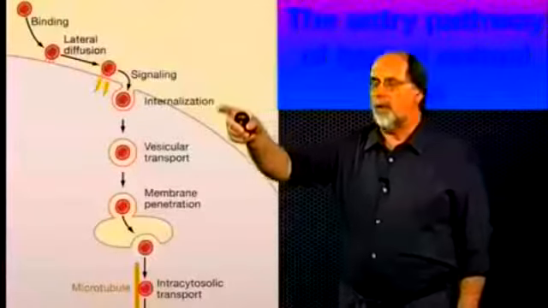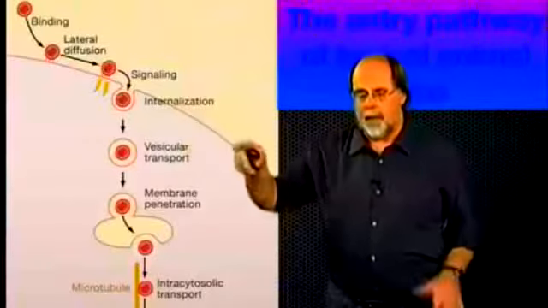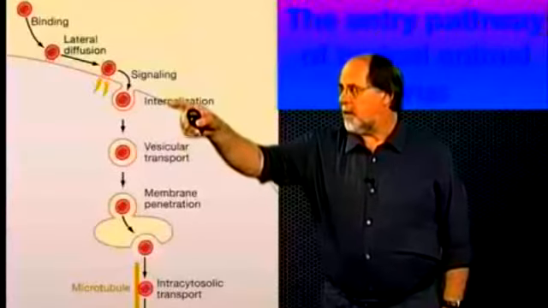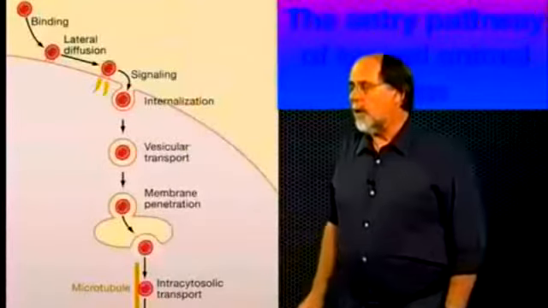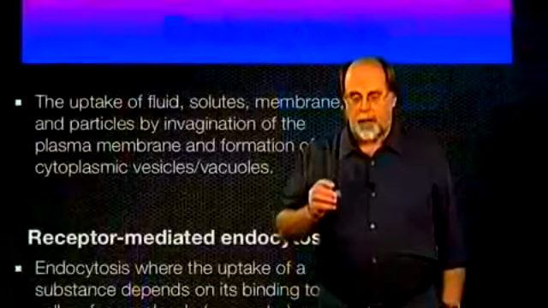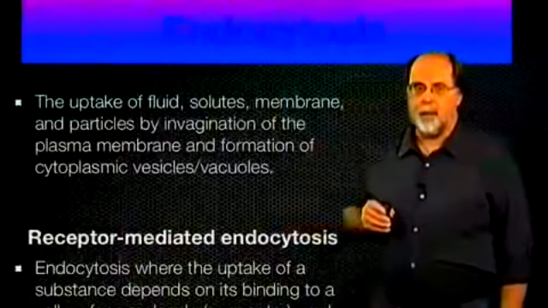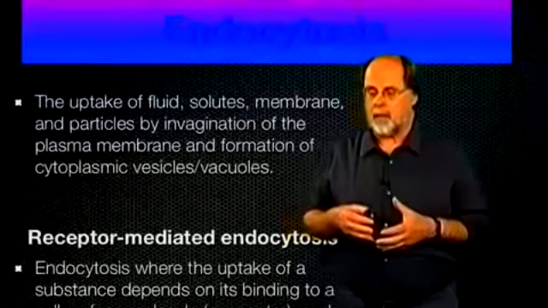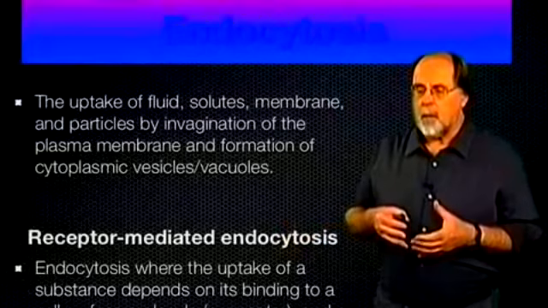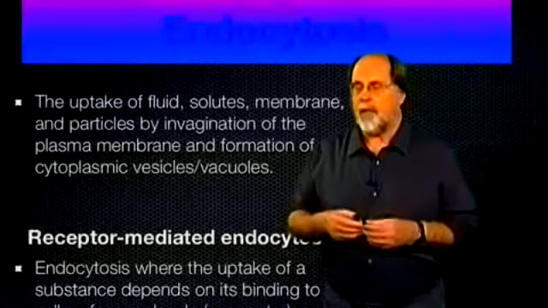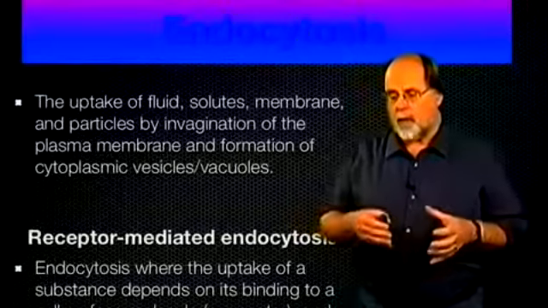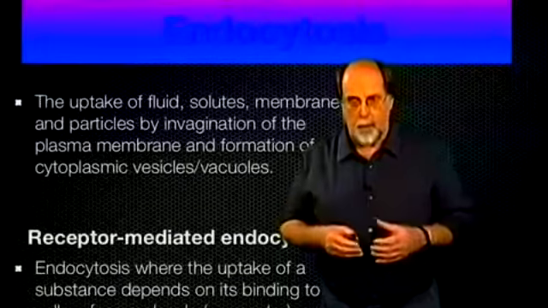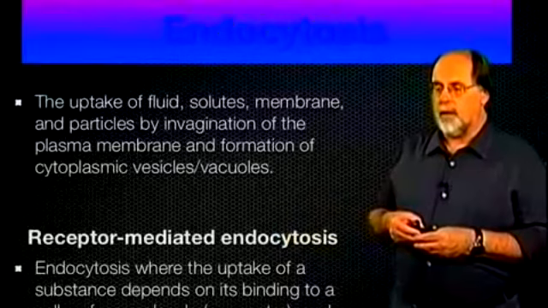Binding to receptors on the cell surface is followed by lateral diffusion of the virus along the plasma membrane, the initiation of signaling events that very often then end with endocytic uptake of the viral particle. Endocytosis can be defined as a process in which fluid, solutes, membrane, and particles are internalized by cells by forming an invagination at the plasma membrane, which then pinches off as a vesicle. And the cargo is then transported in this membrane-bounded vesicle or vacuole inside the cytoplasm.